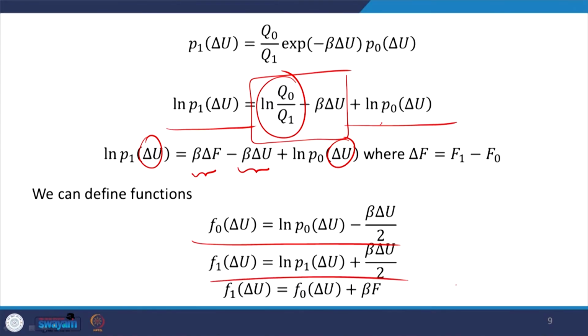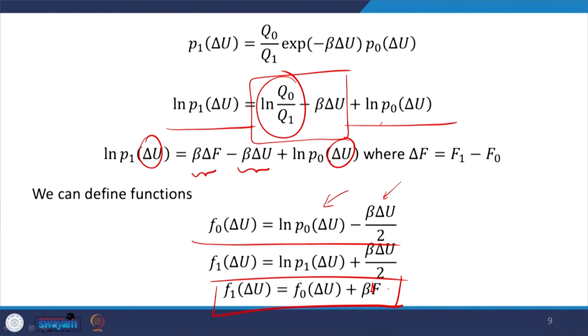So, I can define two functions f0 and f1 defined over system 0 and system 1, where I have slightly modified them in a way that the final expression is simply f1 is equal to f0 plus beta multiplied with the free energy difference between the two systems. By doing that, the problem would be to find f1 and f0 distributions, and my free energy difference would be simply given by the difference between the two distributions divided by the value of beta. Keep in mind it is beta delta f in the final expression.